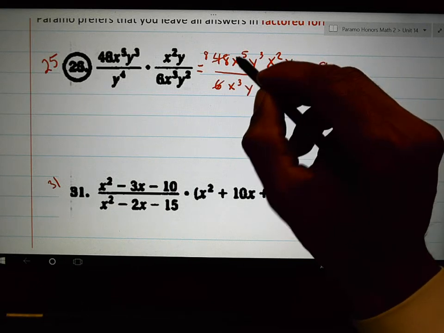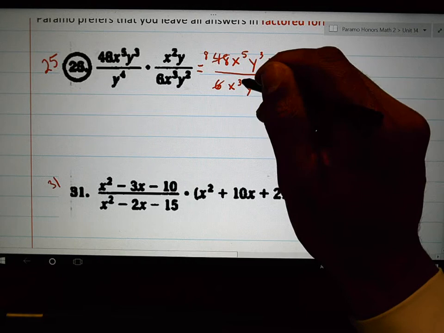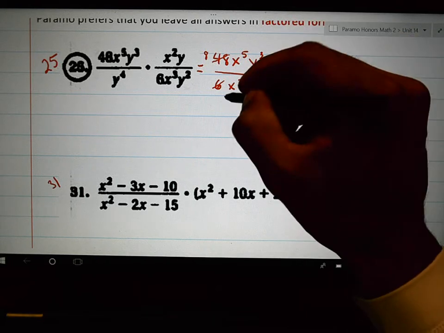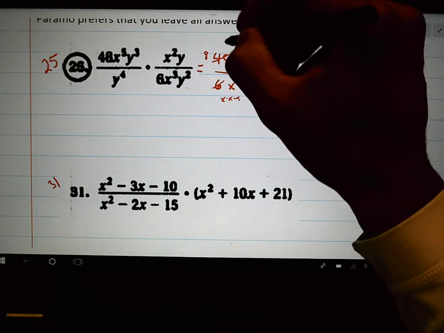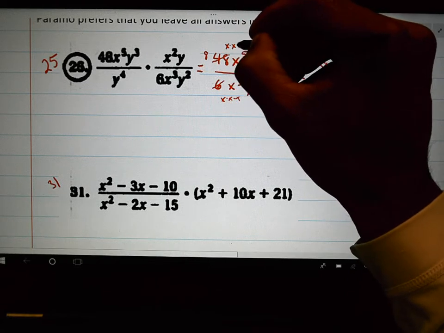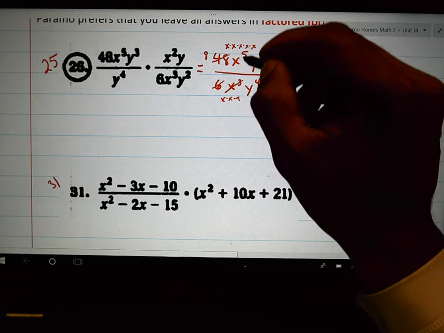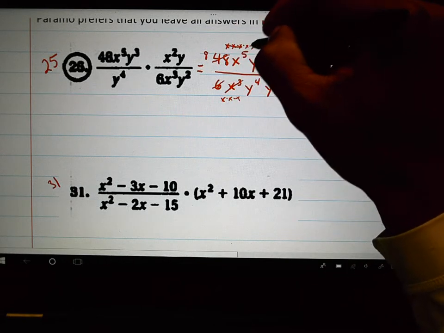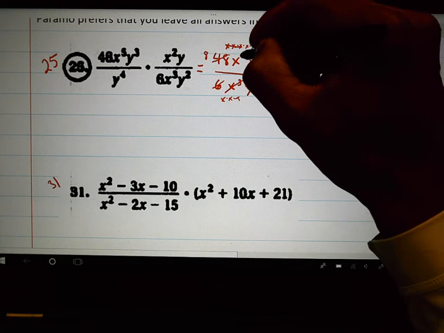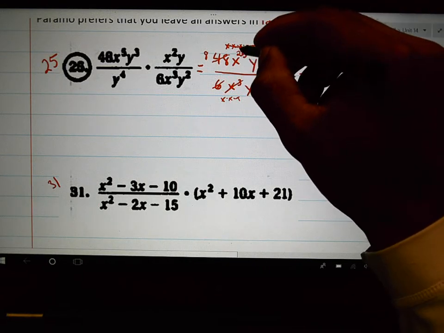Now I can go x to the third into x to the fifth. And what that means, since I have 3 of the x's right here, x times x times x, and up here I have x to the fifth, x times x times x times x times x. That means 3 of these will reduce with 3 of these, and you'll be left with 2 of these up here. I'm going to circle that so I don't lose it.